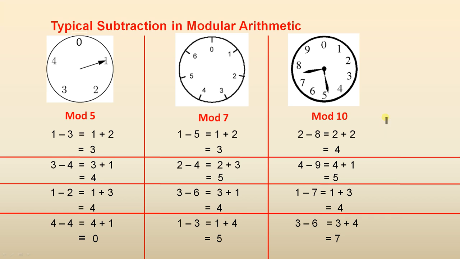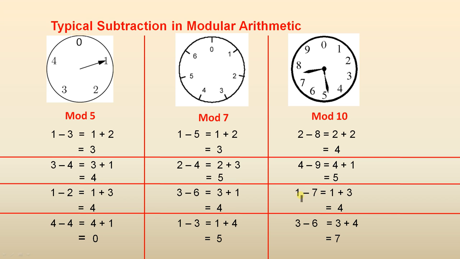In Mod 10 arithmetic, 2 minus 8 is the same as 2 plus the opposite of 8. The opposite of 8 is 1, 2. So 2 minus 8 is the same as 2 plus 2, and that gives us 4. 4 minus 9 is the same as 4 plus the opposite of 9. The opposite of 9 is 1. So 4 minus 9 is the same as 4 plus 1, and that gives us 5.